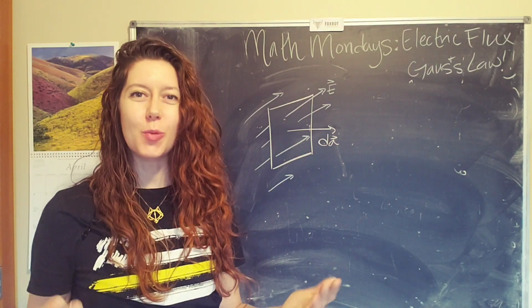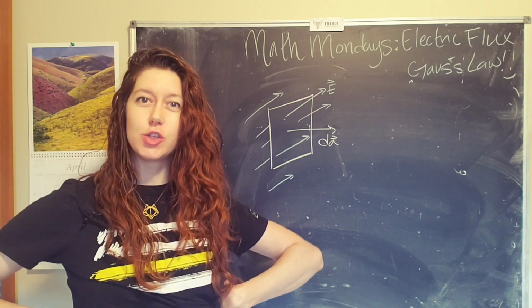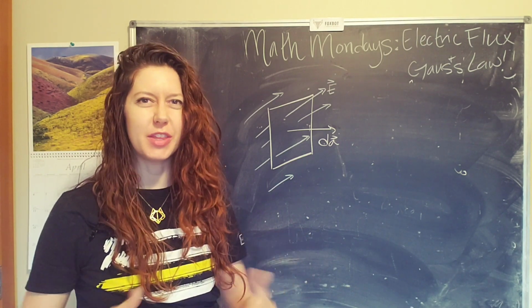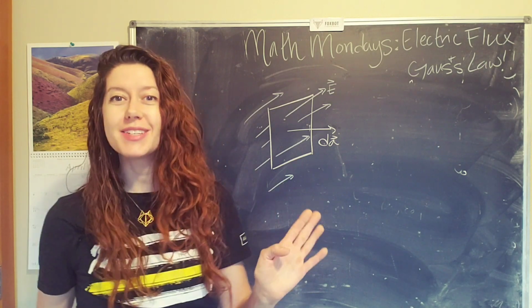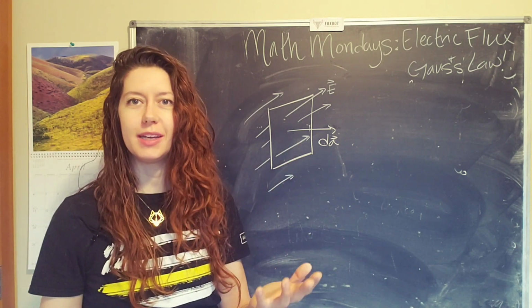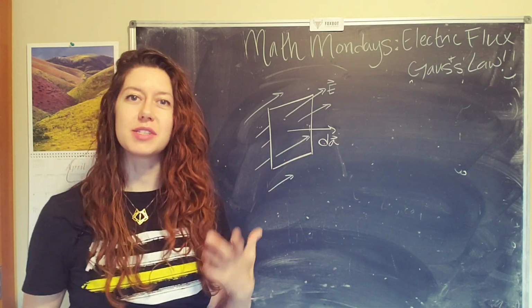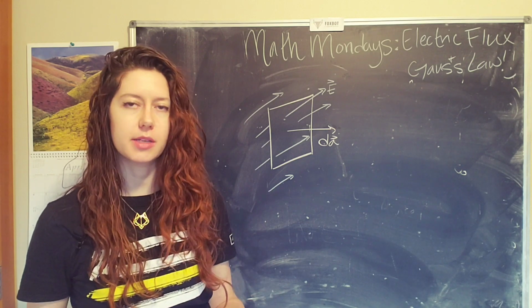In this episode, we are going to use our understanding of electric field lines to find the electric flux, or basically the amount of field lines that are passing through a surface. We'll use that to basically get to Gauss's law. And Gauss's law is a really handy equation when you have symmetry in electrodynamics.